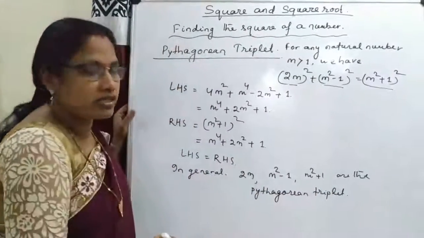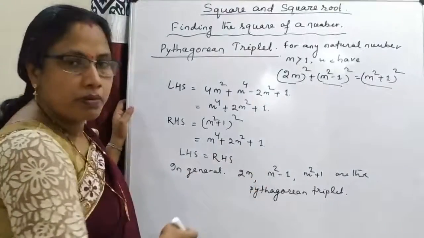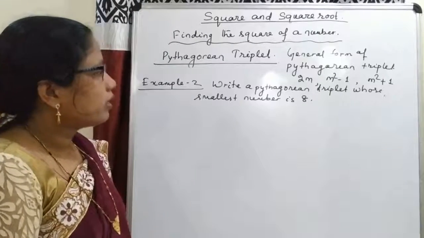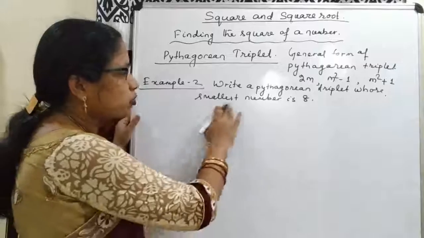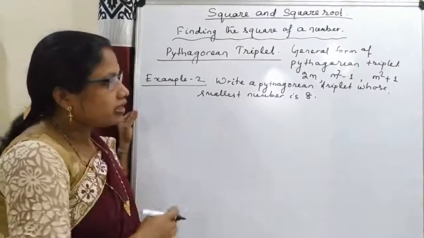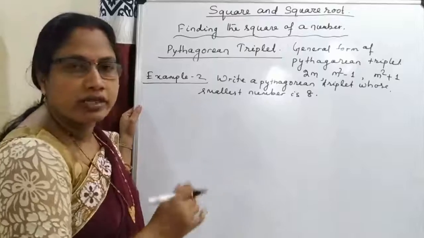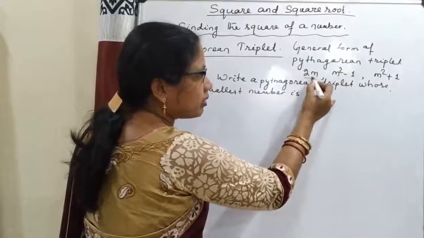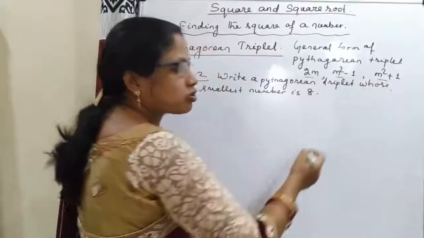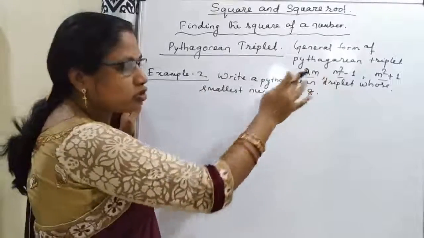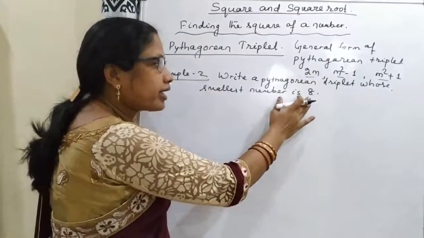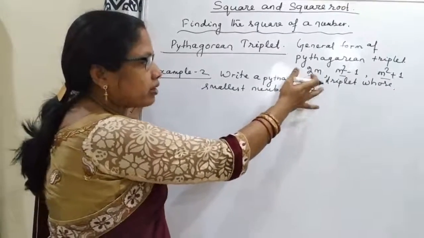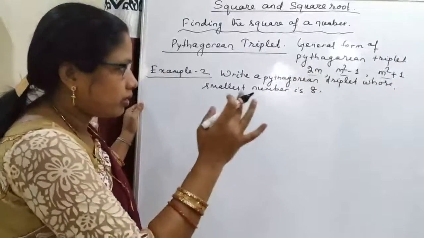So let us solve some examples by using the general form of Pythagorean triplet. Next example: write a Pythagorean triplet whose smallest number is 8. Here it is given that out of 3 numbers the smallest number is 8. We know the general form of Pythagorean triplet is 2m, m square minus 1 and m square plus 1. Here m square plus 1 is the largest number, so 8 cannot be represented as m square plus 1. So it can be represented either in the form of 2m or m square minus 1.